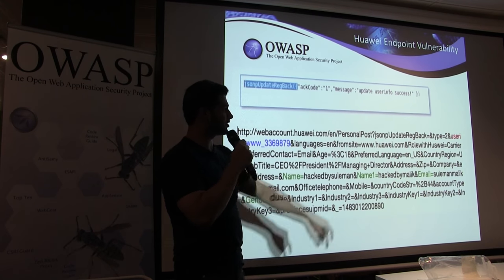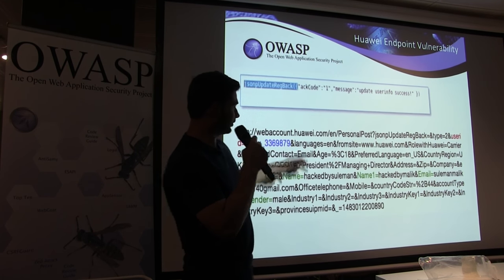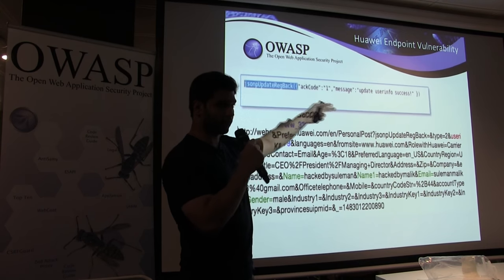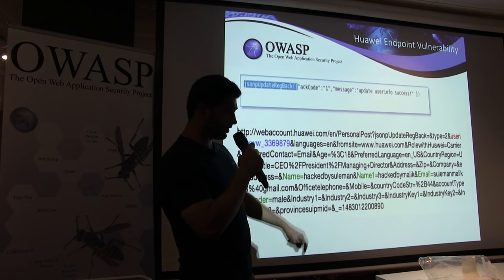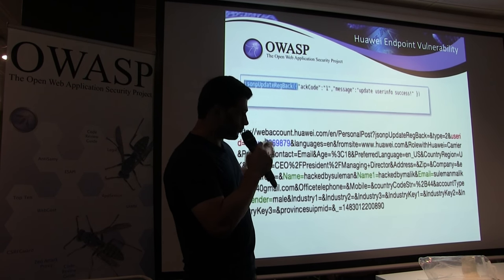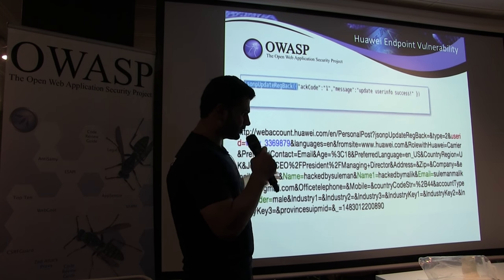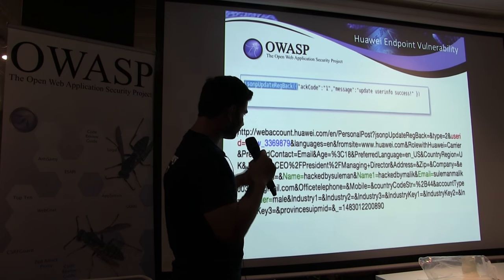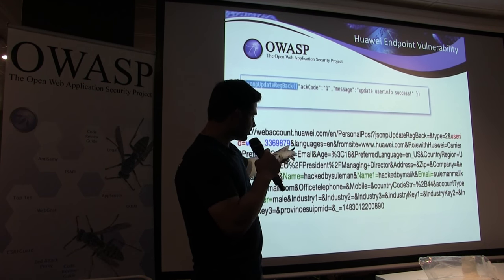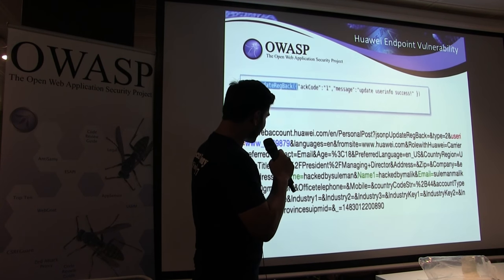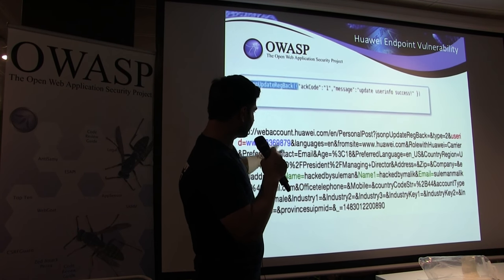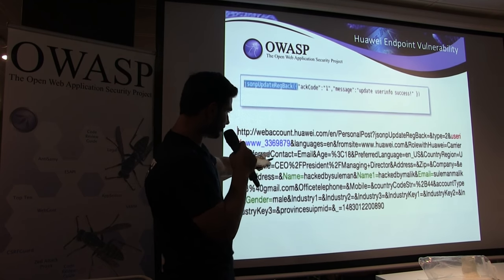Acknowledge code 1, message user, update information successfully. It's a JSON format. Then I created another account, because I actually created both accounts at the same time, and the second account was 80. So I grabbed the request from the 80 account and tried it on 79, which was previously created.